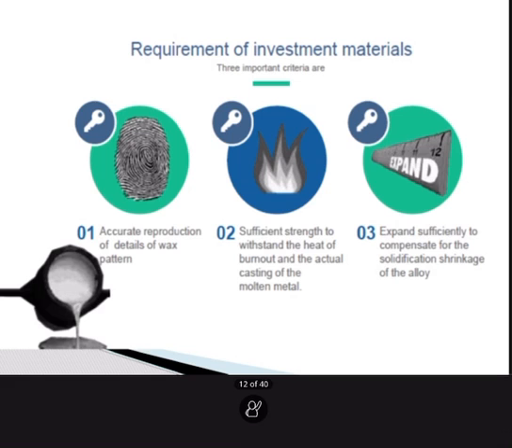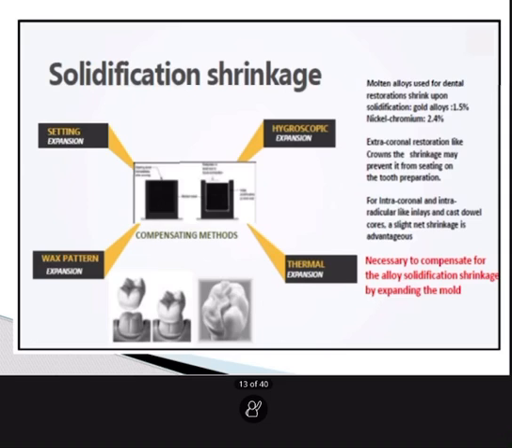Once you have done your burnout procedure and you have the molten alloy, you will put it in that mold. Once it is cooled down, it will undergo solidification shrinkage. If you do not compensate for this solidification shrinkage, then when you get your crown or your casting, it will not fit into your preparation. So we have to compensate for the solidification shrinkage of the alloy in order to make your casting fit correctly.